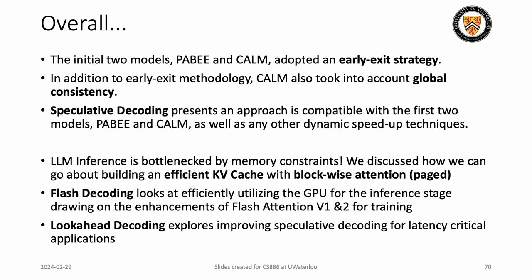So for my part, we saw that LLM inference was bottlenecked by memory constraints, and we saw how we can go about building a more efficient KV cache. The authors also had to implement the kernel for block-wise attention, or paged attention as they call it. The next paper looked at flash decoding, which was trying to bring the enhancements of FlashAttention V1 and 2 into the inference step. And the last paper which we looked at was lookahead decoding, which is trying to improve speculative decoding, but takes a different approach rather than using draft models, and is for latency-critical applications, because there's a lot of wasted computation happening there.